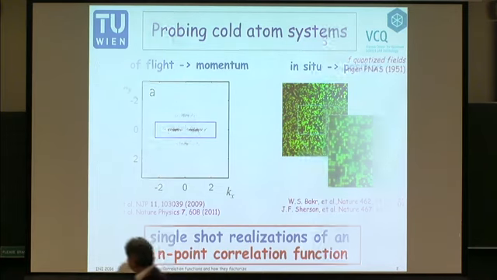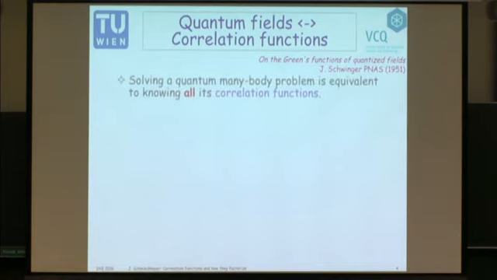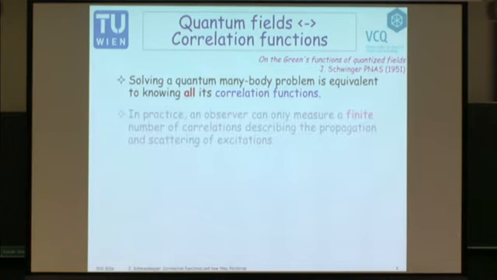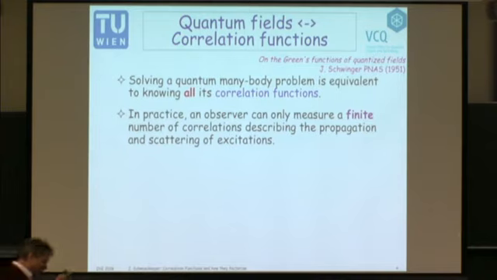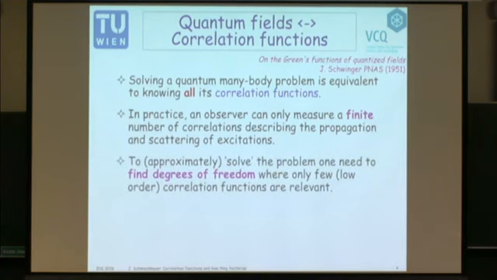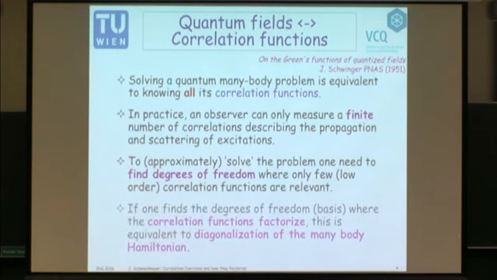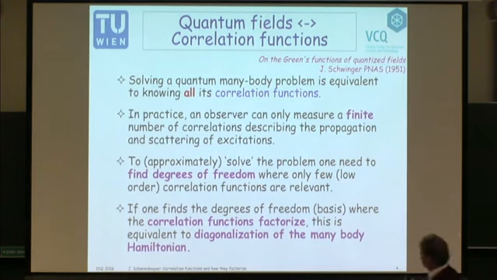Where I want to start is an old statement of Schwinger in '51, where he says, if I know all order correlation functions, I know my model. And of course, that would be fantastic if we can do that. If we can measure all order correlation functions, I can get out what I want for my system. But in practice, an observer can only measure a finite number of these correlation functions. One example is that I want to get out correlation functions that maybe allow me to describe the quasi-particles and their scattering properties.